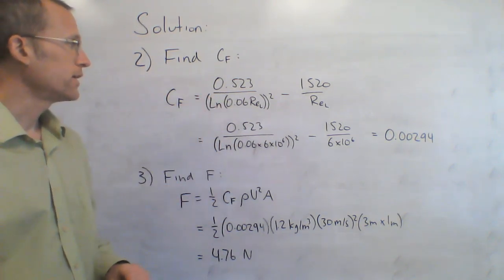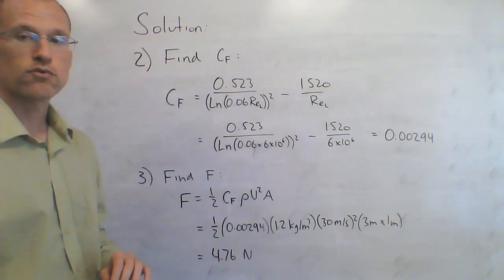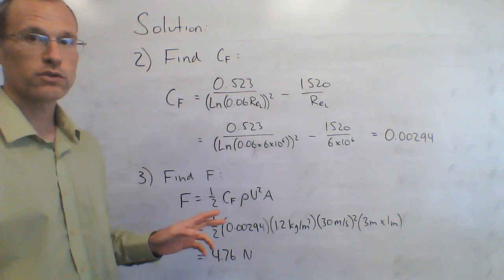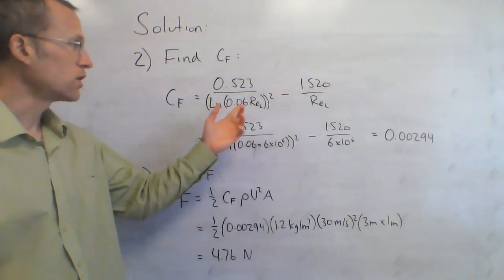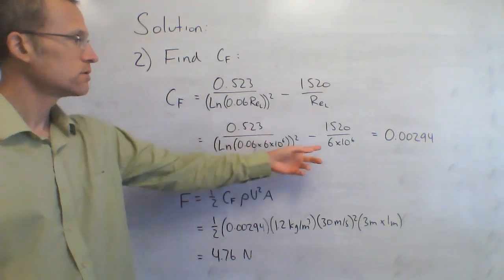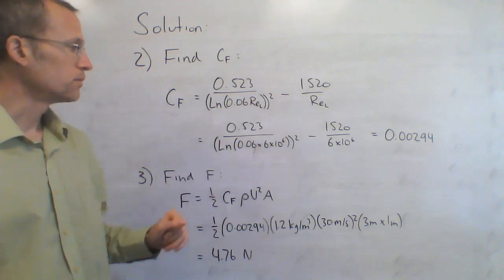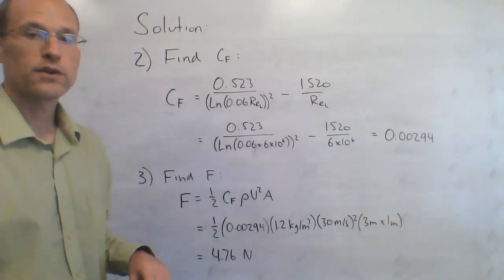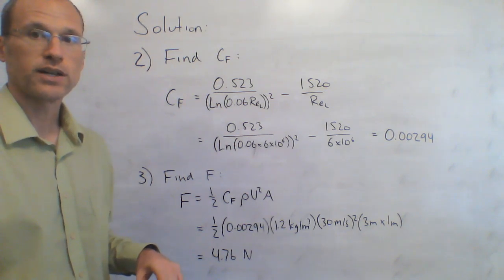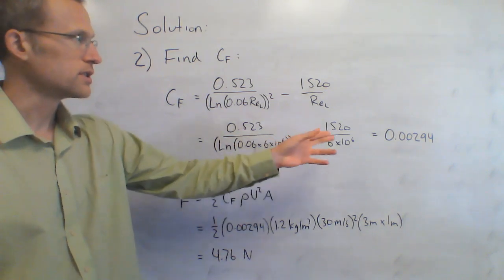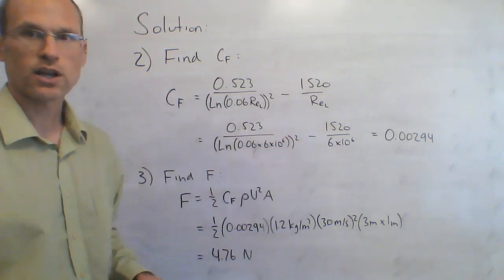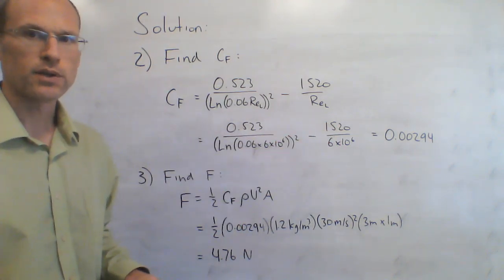So finding that CF value using the mixed equation: 0.523 divided by natural log of 0.06 times the Reynolds number, whole thing squared, minus 1520 over that Reynolds number. I know that Reynolds number is 6 million, so just plug that in. 6 million down there, 6 million down there. Gives me a force coefficient of 0.00294. These are generally in the 0.002 or 0.003 range, so generally that range is what you're looking for anytime you do this.